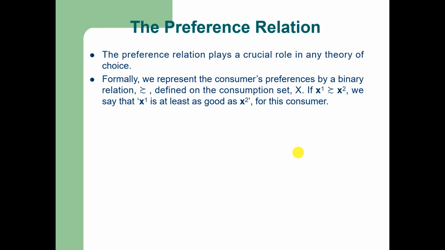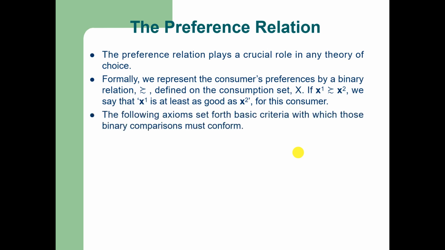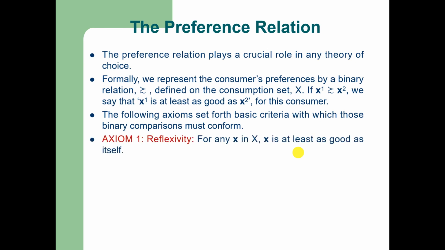If bundle X1 is better than bundle X2, we say that X1 is at least as good as X2 for this consumer. The following axioms set forth basic criteria with which those binary comparisons must conform. Axiom number 1 is that of reflexivity, and it means that for any bundle X in the commodity set X, X is at least as good as itself.